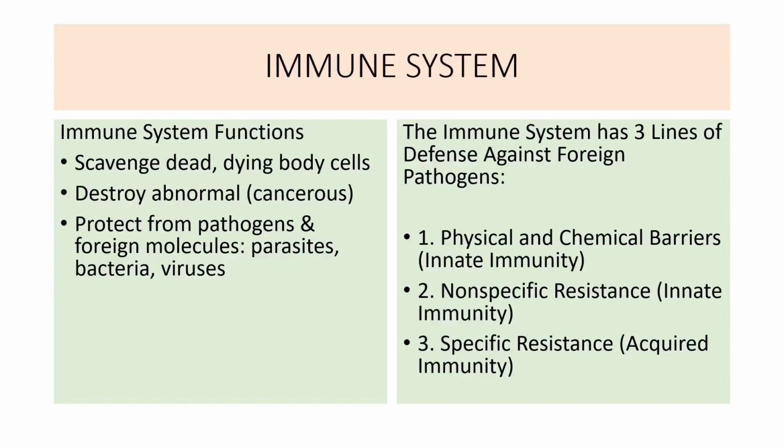The immune system has three lines of defense against the antigen: the first line of defense, the second line of defense, and the third line of defense. These defenses can be physical or chemical barriers. They can be non-specific, and they can be specific.